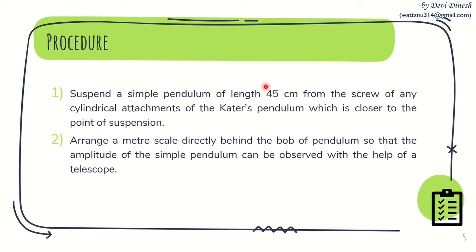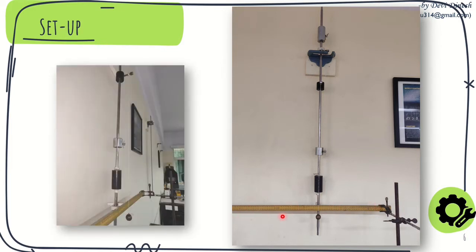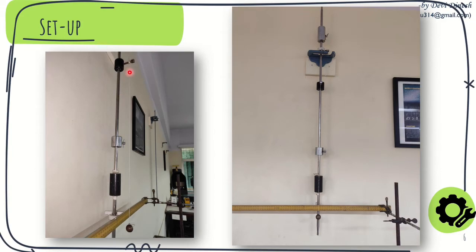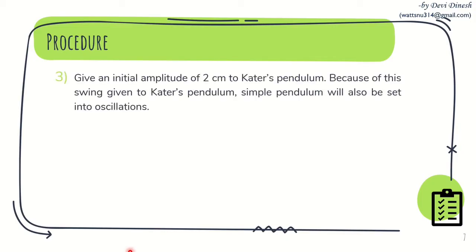Arrange a meter scale directly behind the bob of the pendulum so that the amplitude of the simple pendulum can be observed. We will be using a stand. We will be fixing our meter scale on this stand, and this meter scale should be behind the simple pendulum but in front of the Kater's pendulum. This meter scale should be parallel to the ground. So if you look closely from the side view, the picture will look something like this.